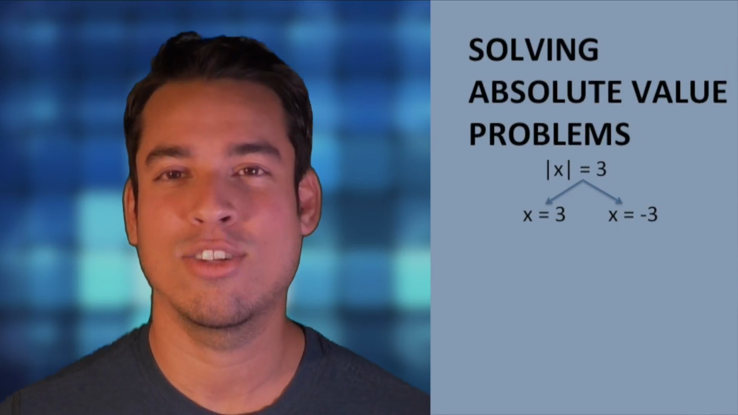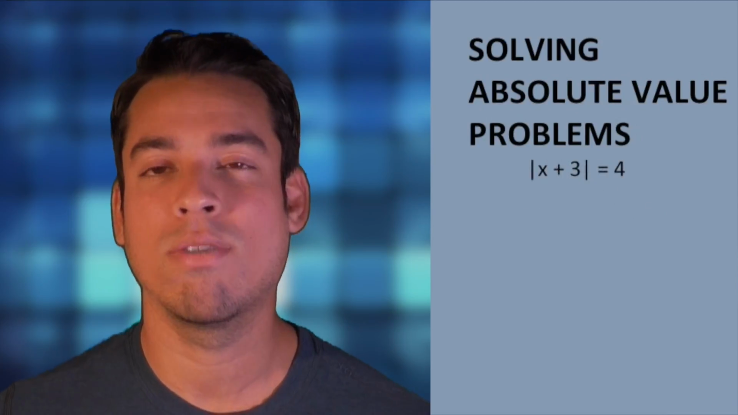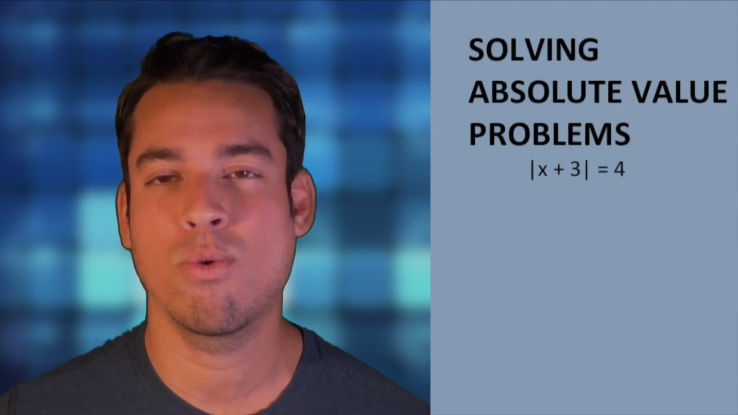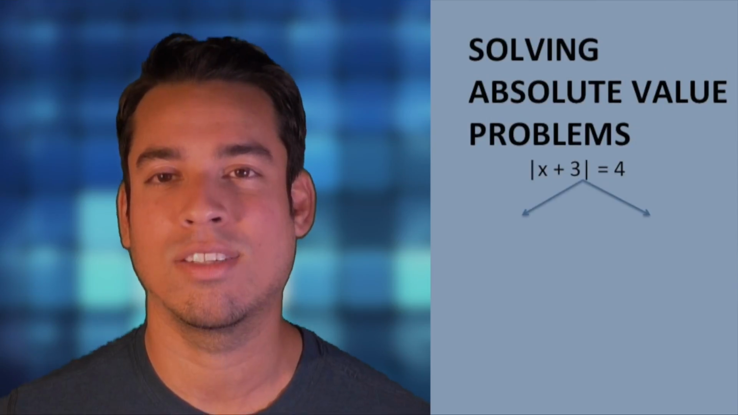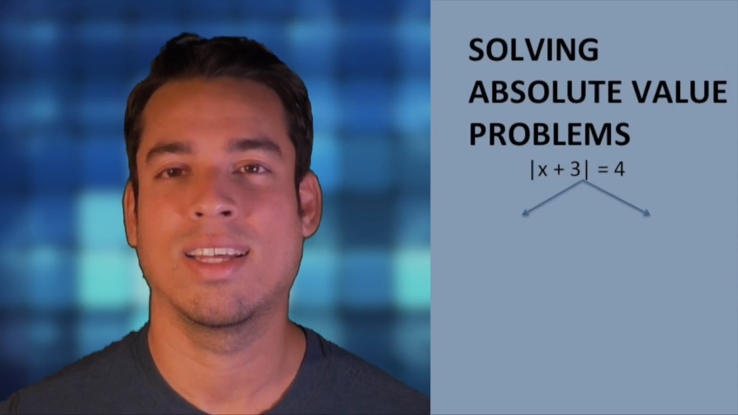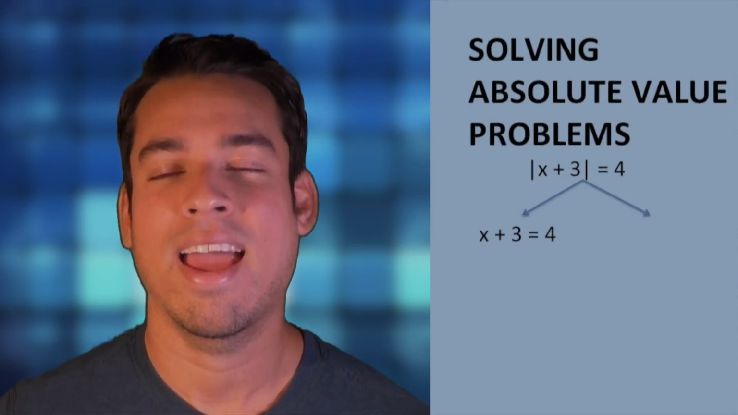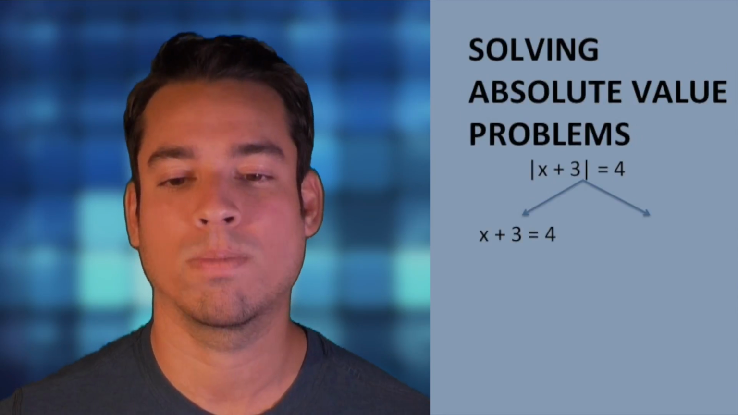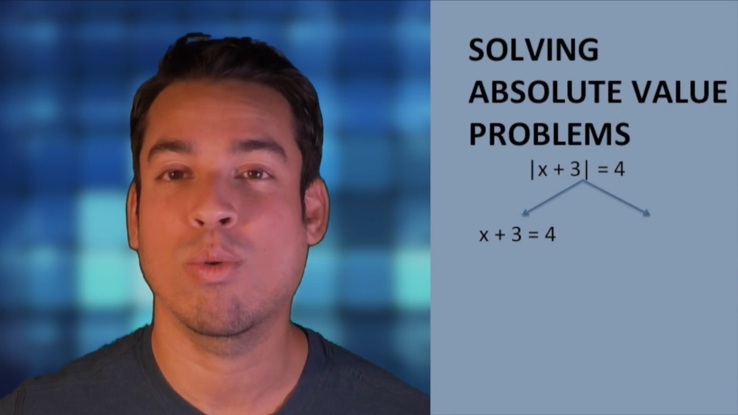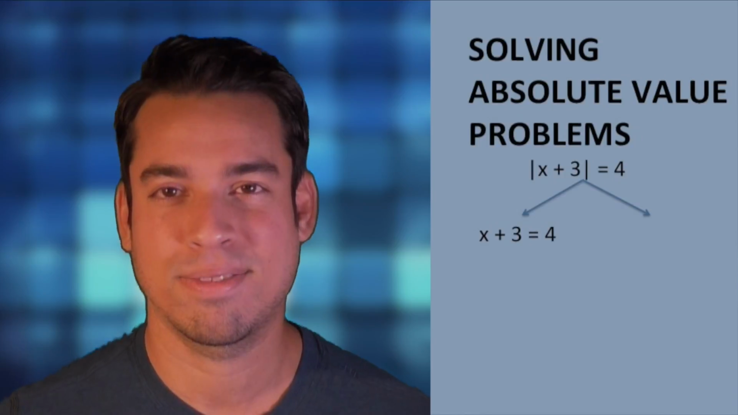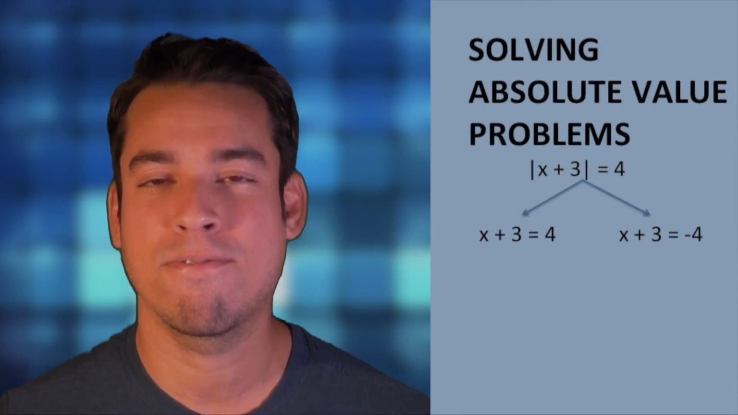Now let's take a little bit more complex example. We're going to say the absolute value of x plus 3 equals 4. We're going to follow the same steps. We're going to split this into 2 different equations. On one side, we're going to take away the absolute value and just leave it as is: x plus 3 equals 4. On the other side, we're going to take away the absolute value, but take the negative of whatever's on the right side. So x plus 3 equals -4.